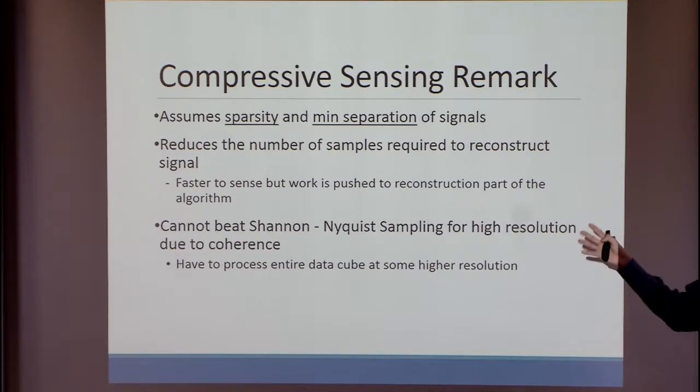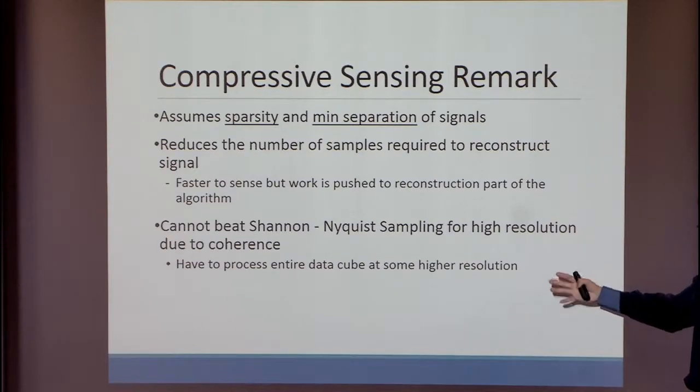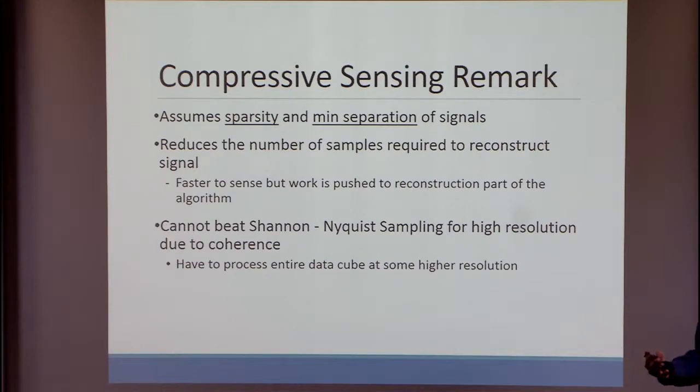One very famous example is the one pixel camera by Justin Romberg, Kelly, and others from the University of Rice, where they sense the whole world using one single photodiode, and they can reconstruct as well as a normal two-dimensional array camera. However, there's one major caveat: if you go to higher and higher resolutions, you actually cannot beat the true Shannon-Nyquist bounds. So what is this?